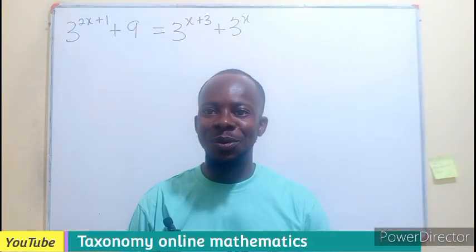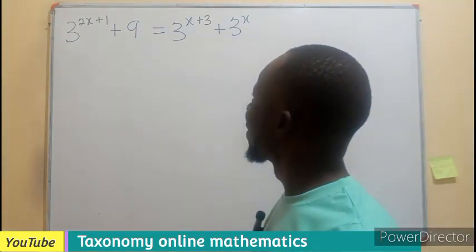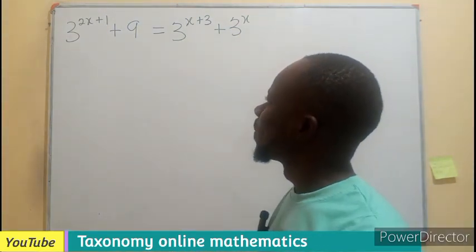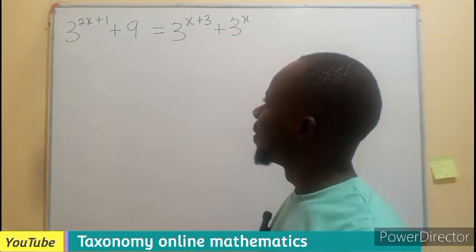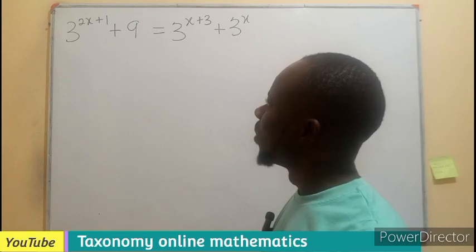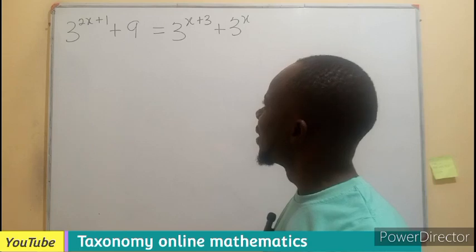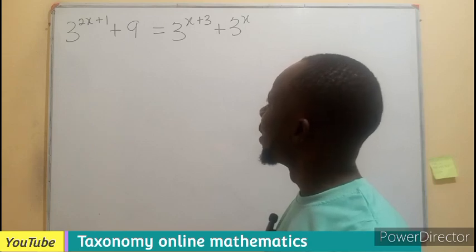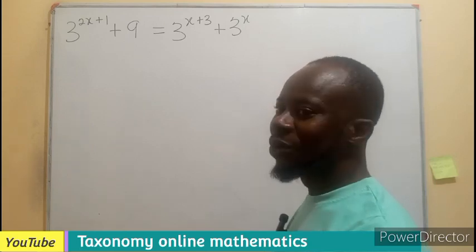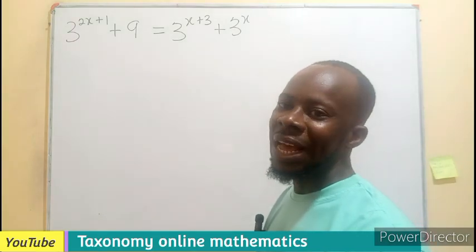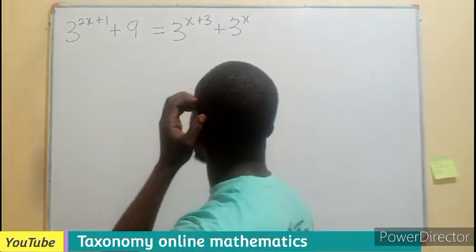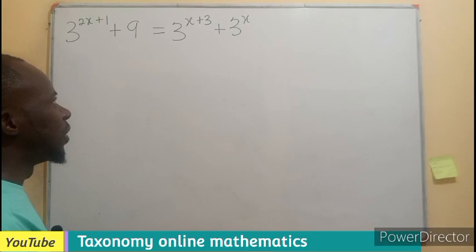Let's see how we can provide an answer to this question. In indices, we have 3 exponent 2x plus 1, plus 9, equals 3 exponent x plus 3, plus 3 exponent x. So let's see how we can rearrange this.